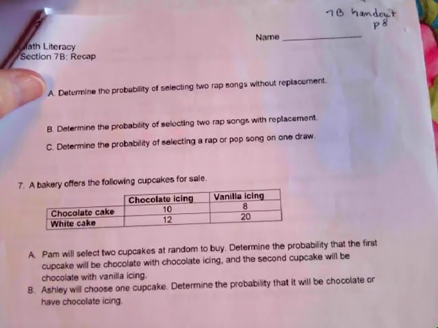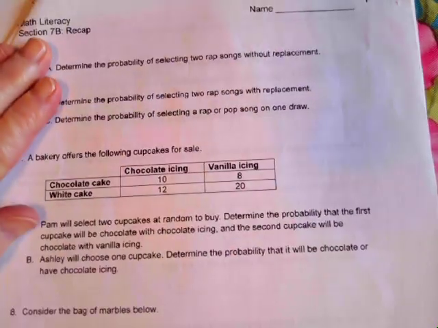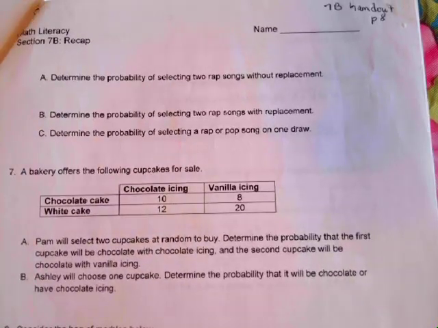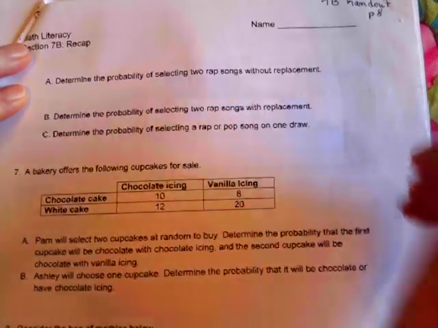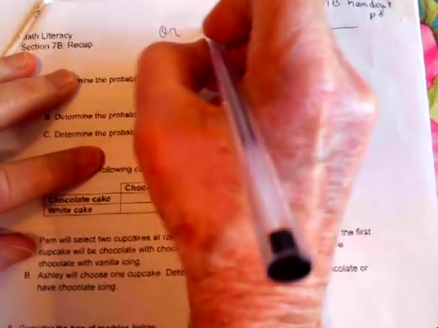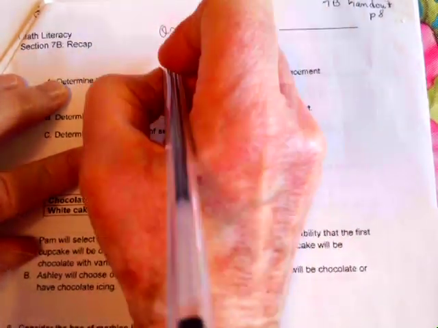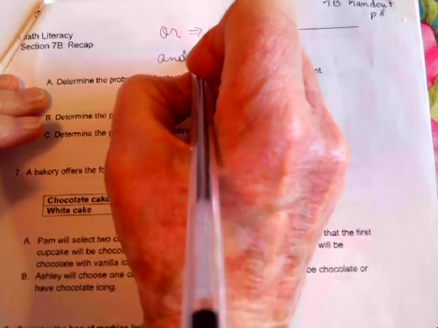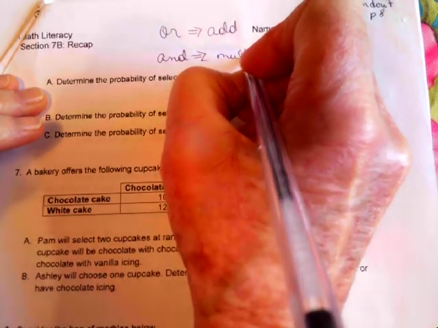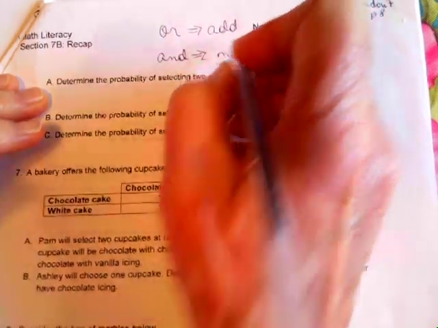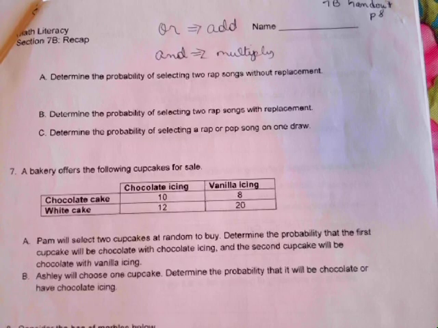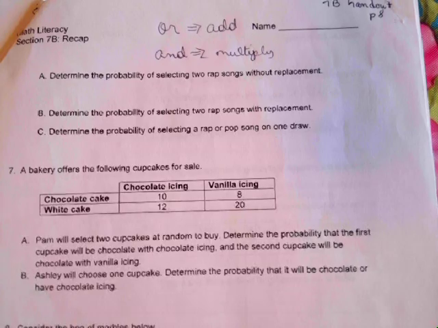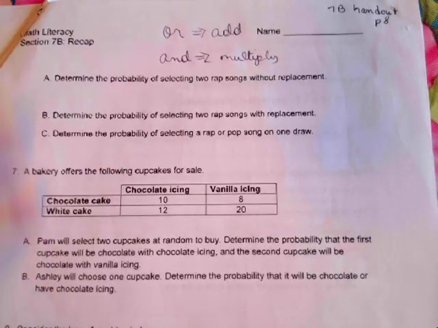This page is sort of a review. It's all the things that we've talked about in 7b. If it's an or problem, you're going to add. If it's an and problem, you're going to multiply. That kind of helps you think of what you're doing. And you're going to have all your notes when you're doing your homework. You're going to have all your notes when you're doing your test. It's just, can you read the problem and pick out what kind of problem it is?